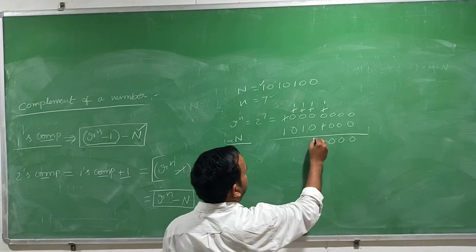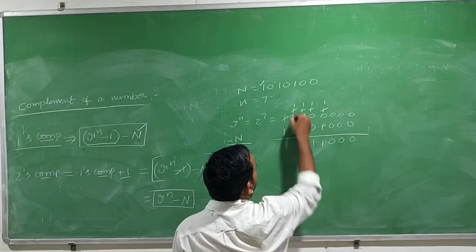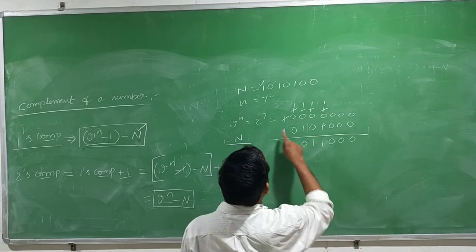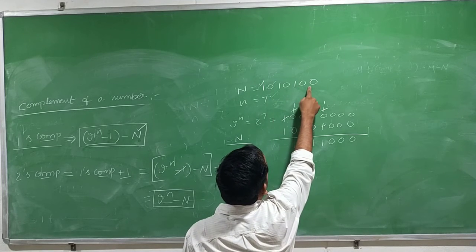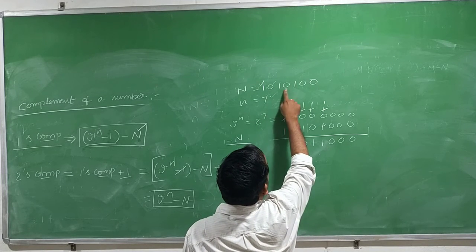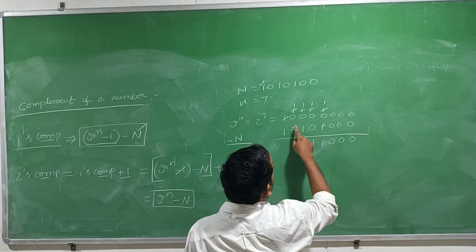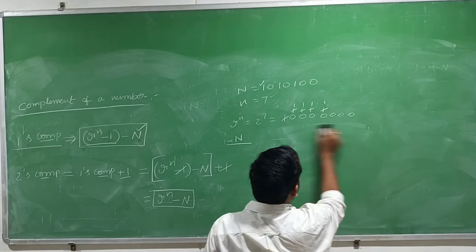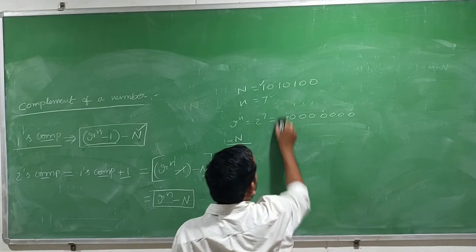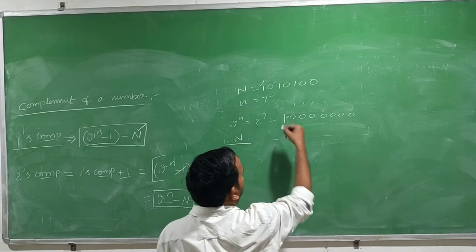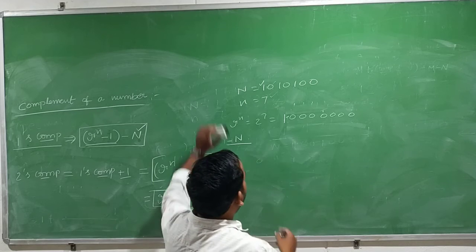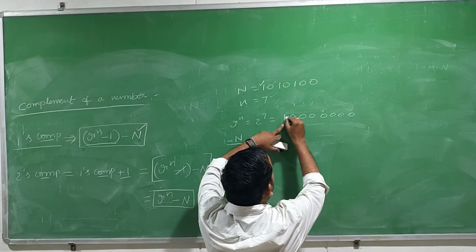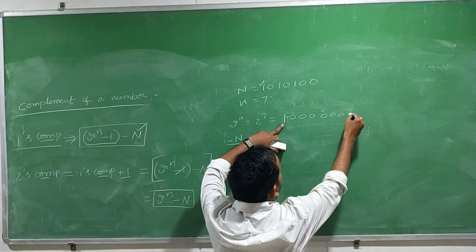So 1 minus 1 is 0, 1 and 1, 0 1 0 1 3 6 7. Sorry, here I have written the positions wrongly, so I am erasing 1. 2 power 7 is nothing but 1 followed by 7 zeros. So this is totally 8 digits, right? Including 1: 1, 2, 3, 4, 5, 6, 7, 8.